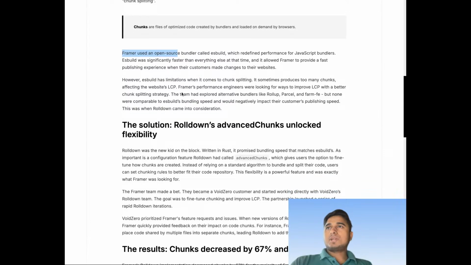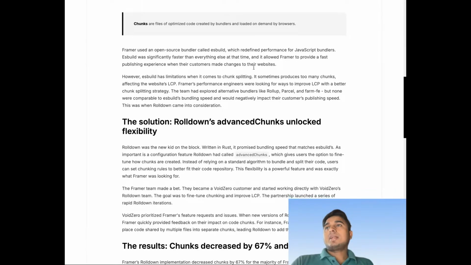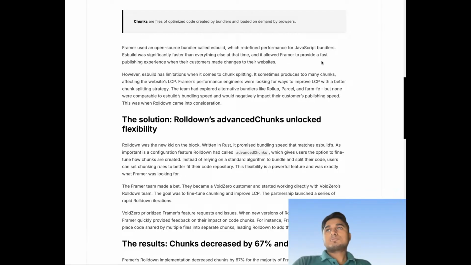Framer used an open source bundler called esbuild, which redefined performance for JavaScript bundlers. esbuild was significantly faster than everything else at that time, and it allowed Framer to provide a fast publishing experience when their customers made changes to their website. Okay, so Framer was earlier using esbuild, which is way faster than Webpack and other old alternatives. However, esbuild has limitations when it comes to chunk splitting. It sometimes produces too many chunks, affecting the website's LCP.